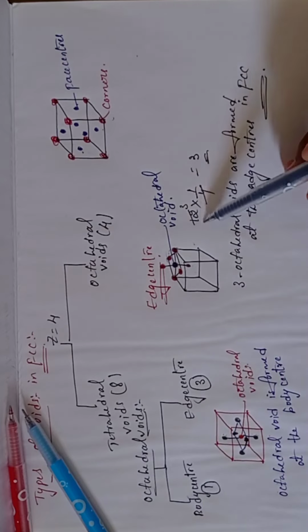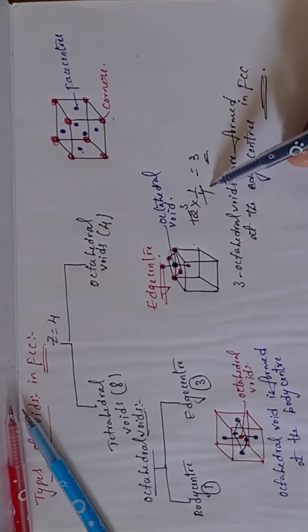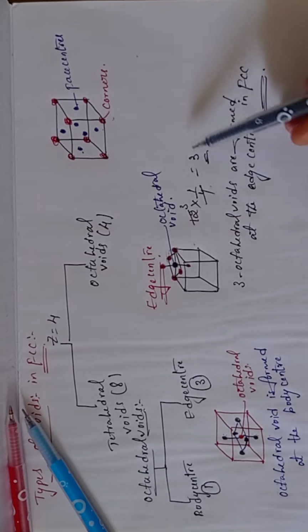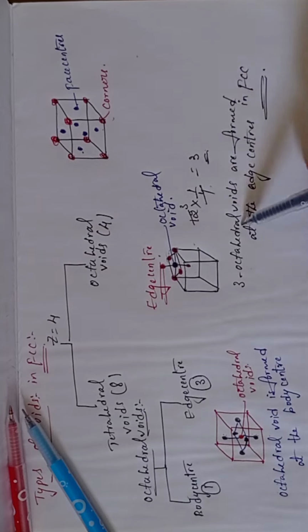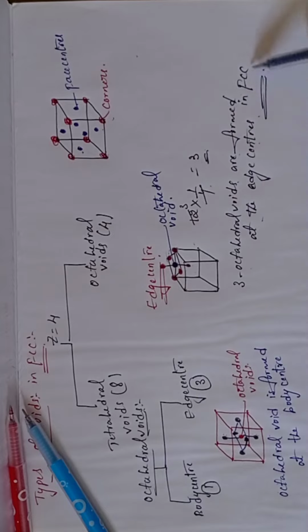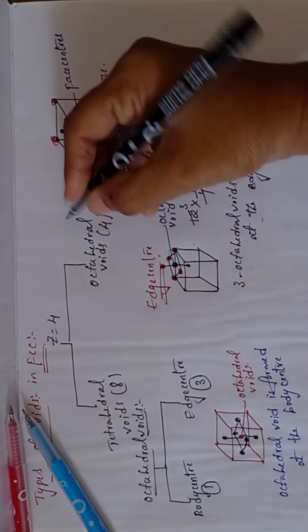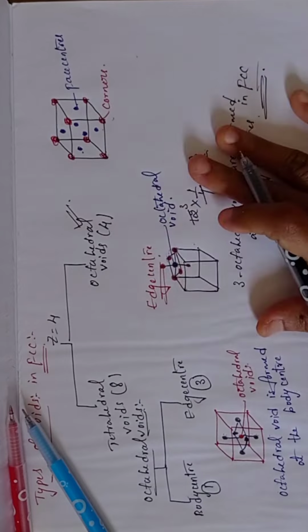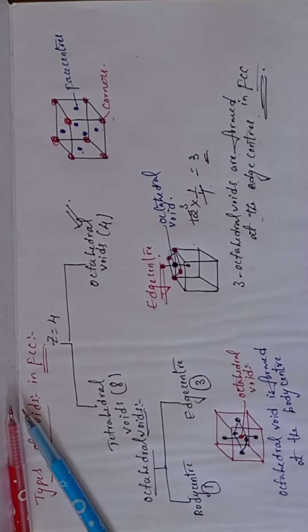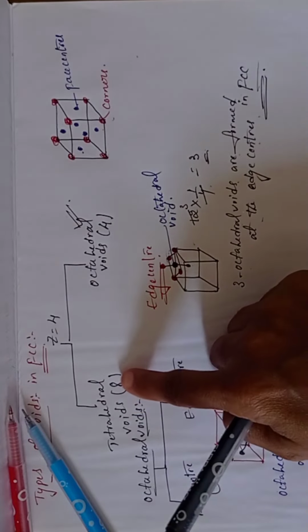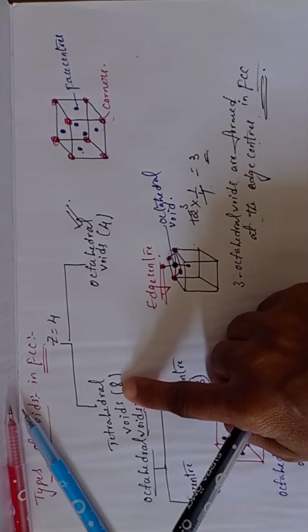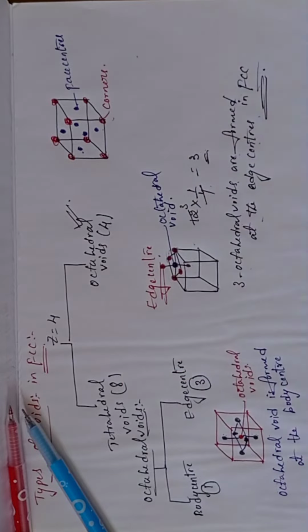How to find it? Total 12 edge centers. Each edge center contribution is 1/4. Total value 3. So 3 octahedral voids are formed at the edge centers in FCC. Clear this one. So octahedral void is completed. Clear. Now I am going to discuss about the tetrahedral voids. How many tetrahedral voids are formed, students, in FCC? 8 tetrahedral voids.